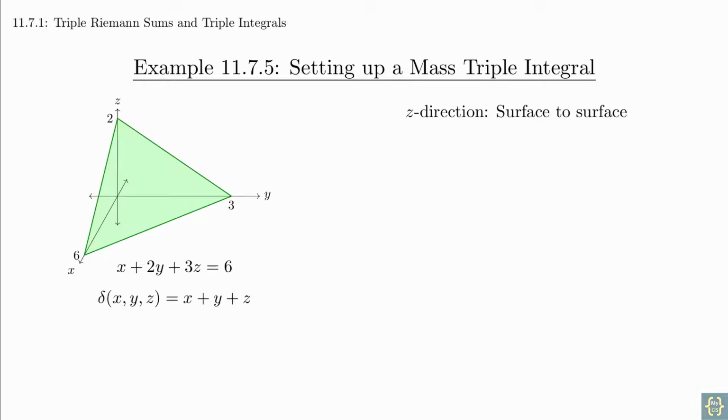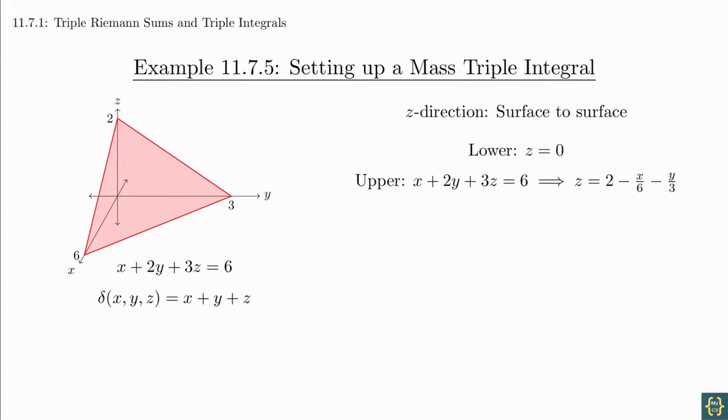integral. The most intuitive way is to do the dz integral first. What this means is that you want to think about the lower surface and the upper surface. The lower surface is the z equals 0 plane, and the upper surface is the slanted plane.